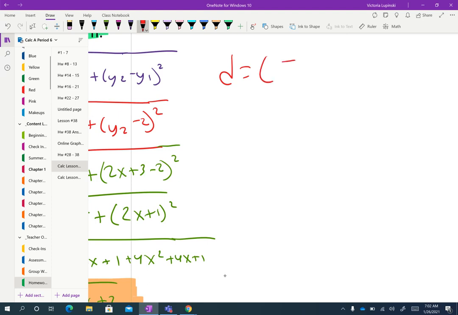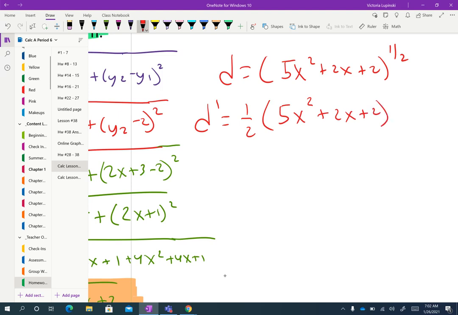So this is going to be (5x squared plus 2x plus 2) to the 1/2 power. I'm now going to find the derivative. So I'm going to bring down the 1/2. I'm going to then take the entire quantity to the 1 less power. Then I need to do the chain rule. So the chain rule is the derivative of the inside, which would be 10x plus 2.